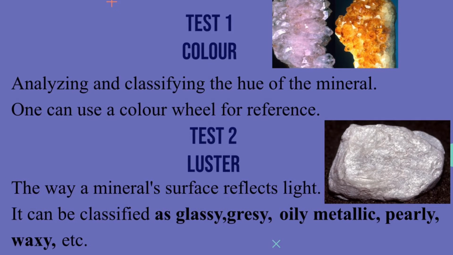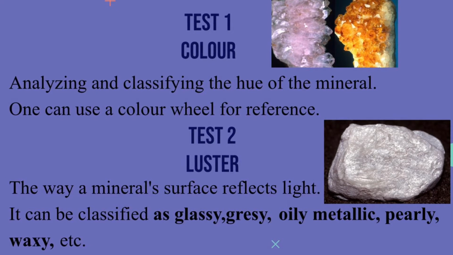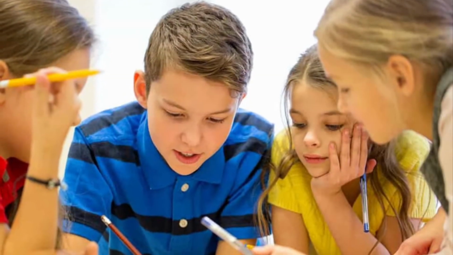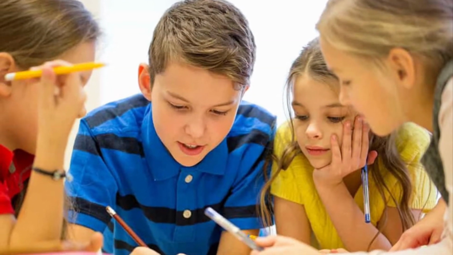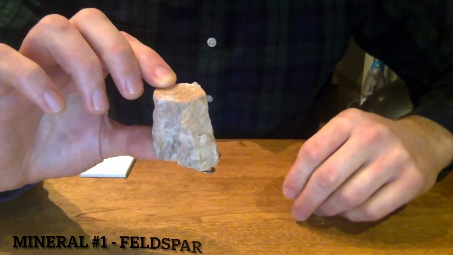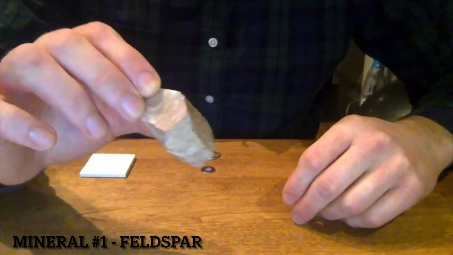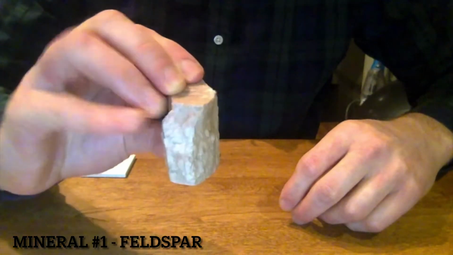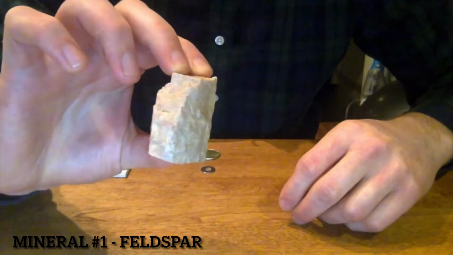Luster is the way a mineral's surface reflects light, so we can use a lot of words to describe it as well. You can demonstrate this activity to the whole class, or they can work in teams. Let your students carefully observe the color and the luster of each mineral. You can give them a color wheel for reference or a vocabulary list to better describe the luster property.